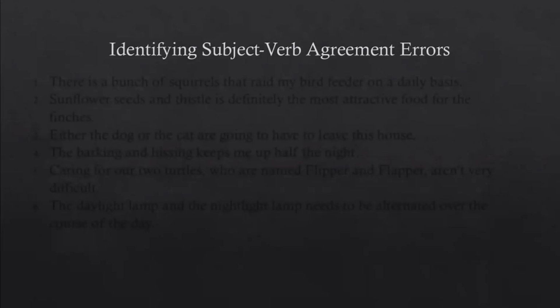Most of these sentences, the preferred term, I think, would be ungrammatical. So these sentences are in some way ungrammatical. They're all ungrammatical in the sense of the subject-verb agreement. So what we want to do here is see if we can identify the subject-verb agreement problem.